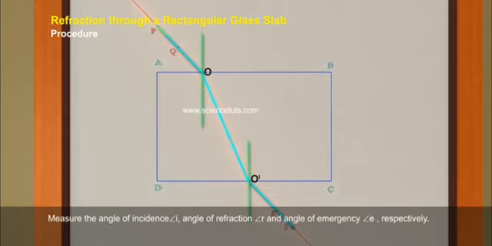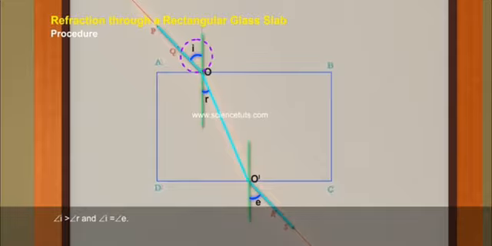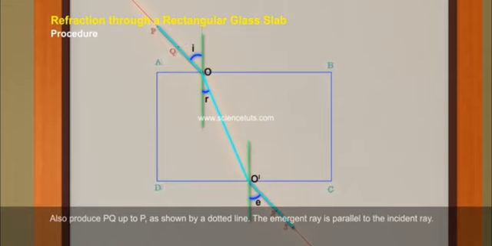Measure the angle of incidence, angle I, angle of refraction, angle R, and angle of emergence, angle E, respectively. Angle I is greater than angle R, and angle I equals angle E. Also produce PQ up to P, as shown by a dotted line. The emergent ray is parallel to the incident ray.